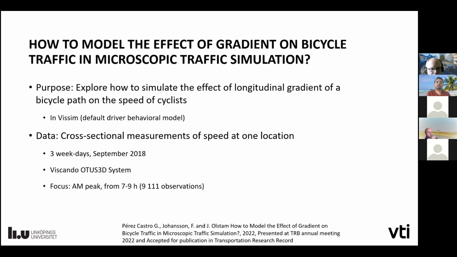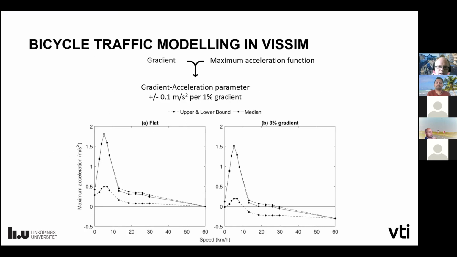We focus on the morning peak. In VISSIM, the modeling of the gradient in the car-based approach is that we have the gradient, and then we have what we call the maximum acceleration function, describing the possible acceleration given the speed. There was some calibration of that done by the company Covey in Copenhagen. So we start from that function, and the gradient then affects it so that the maximum acceleration is decreased by 0.1 meter per second squared for every percent gradient.